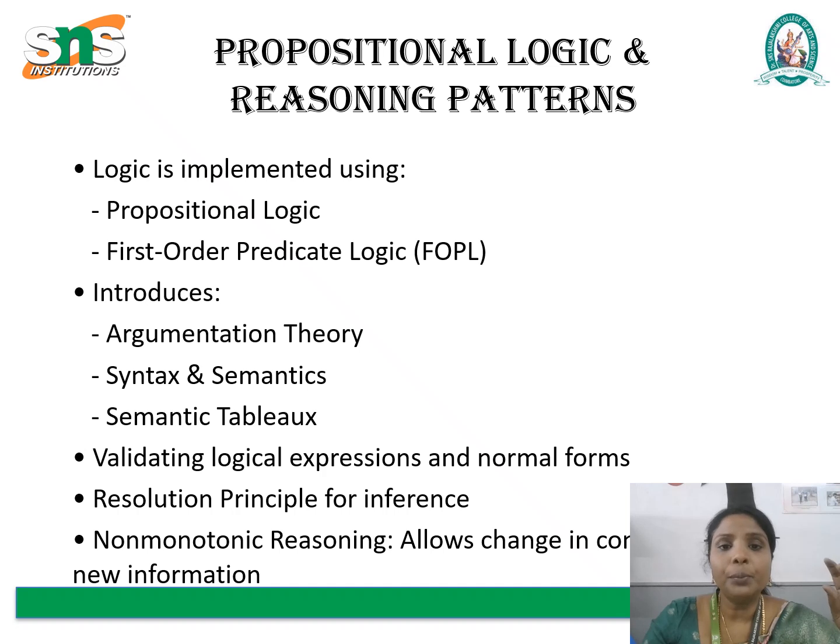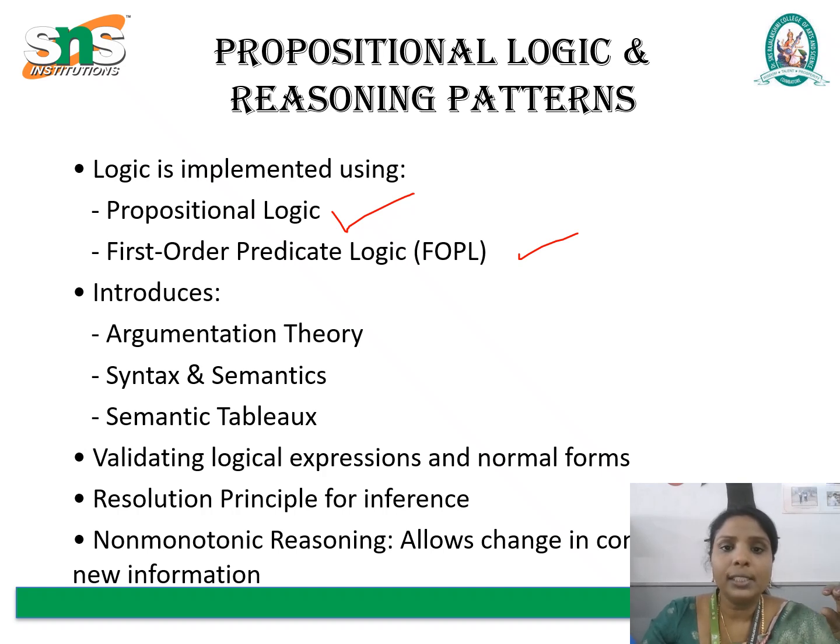Next, we see propositional logic and reasoning patterns. In artificial intelligence, logic is implemented in two main systems: propositional logic and first order predicate logic. Propositional logic deals with statement-based logic, while first order predicate logic is more advanced and can express relationships between objects and their properties. These logical systems help in structuring knowledge and reasoning.